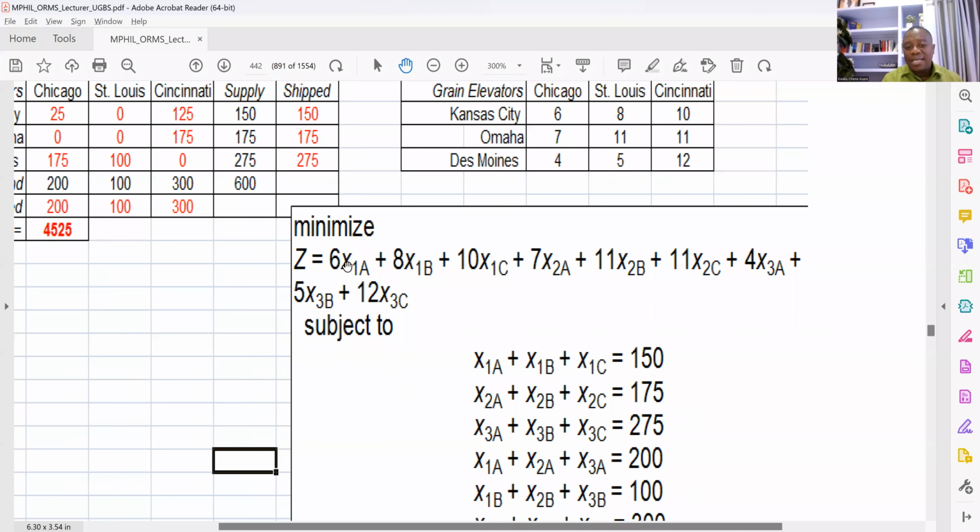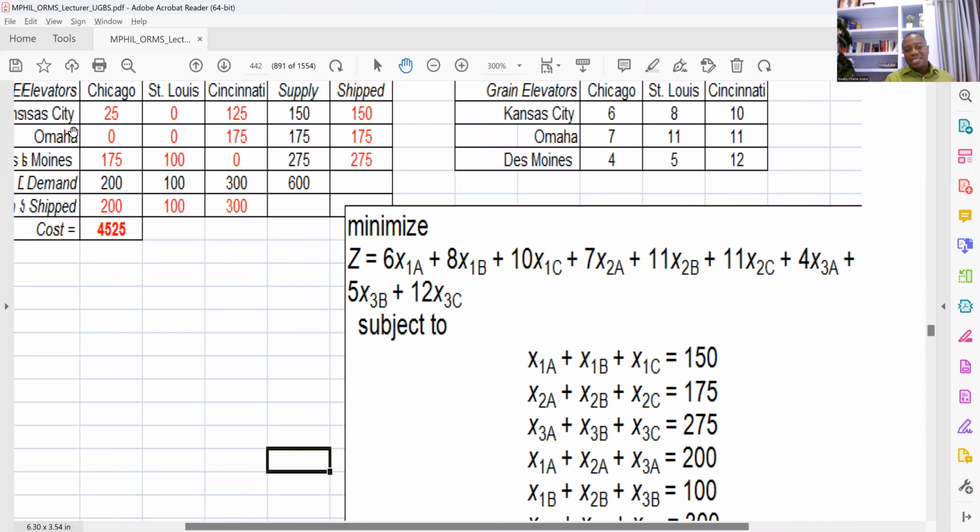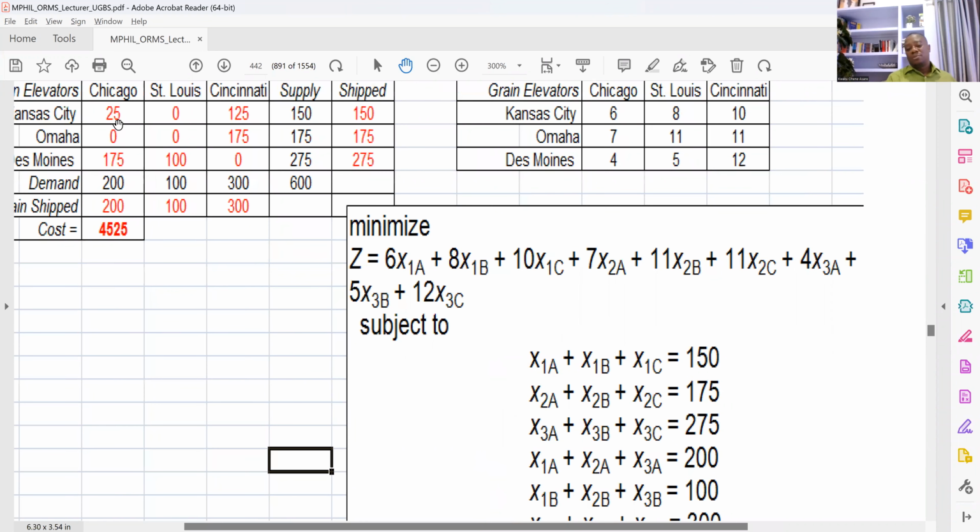The decision variable x13, sorry, x14, is from Kansas City to Chicago. So x14 will be 25, so it will be 6 times 25. The next one, x1B, is 0, so you don't even look at it. So you are picking those that have the numbers, multiplying each by its respective cost, and then summing them.